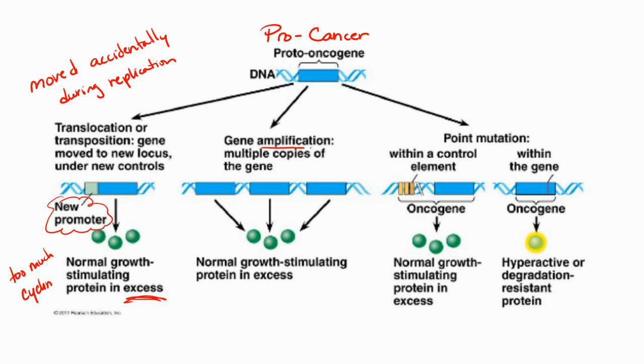Sometimes you get gene amplification where you get multiple copies. Oh crap, like the DNA and replication got messed up, and instead of making one copy of a growth gene, it made extras. And so now again, we get excess. The cells are being told, replicate, replicate, replicate, and they're not being stopped. Sometimes we get a point mutation. Again, this is some sort of error in synthesis where we screw up a gene and we end up again with excess being created. Or you might get a hyperactive or degradation resistant protein. Basically, you can't stop it.